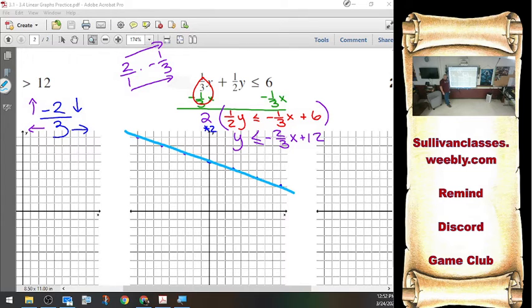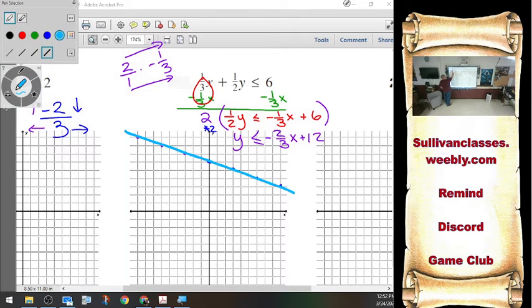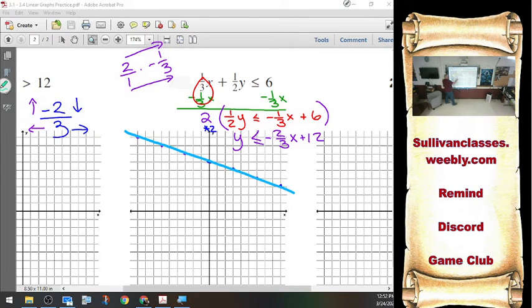I don't. Oh, there's two ways to do it. Way number one is I can test zeros. If I were to put in 0 for x and y at the very beginning, I'd have 0 is less than or equal to 6. Is that a true statement? Yes. So since this works, that means everything on that side works. I'll shade below the line. What's another way?